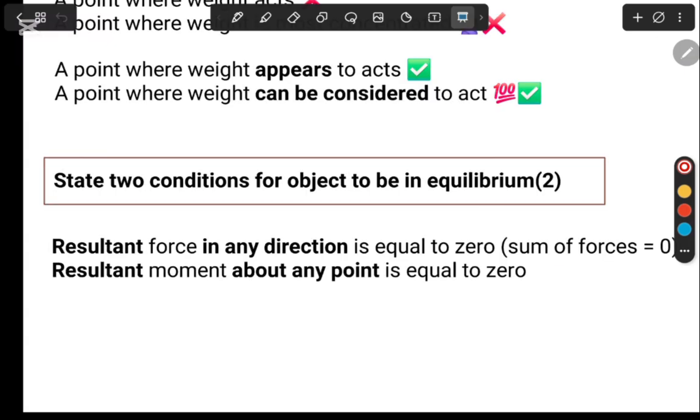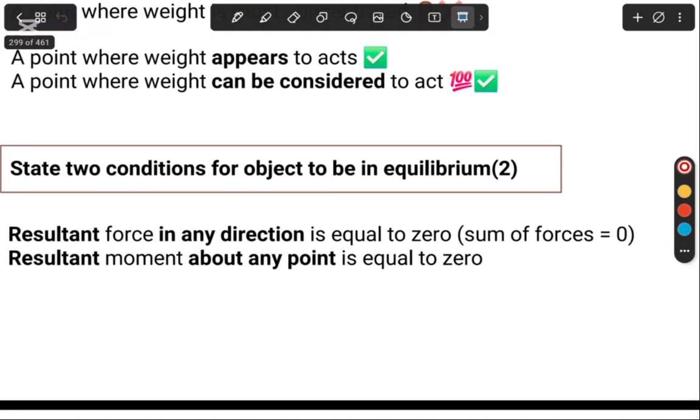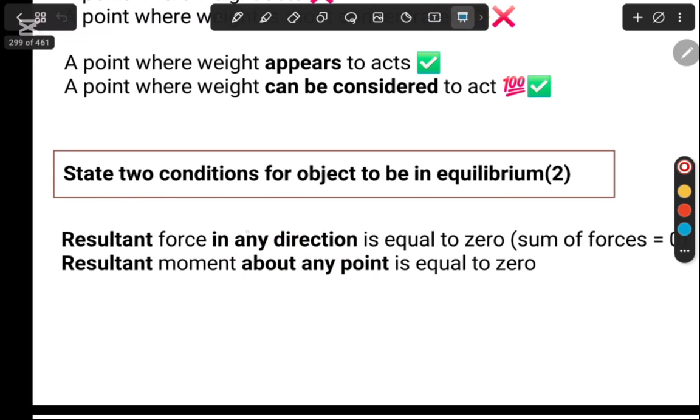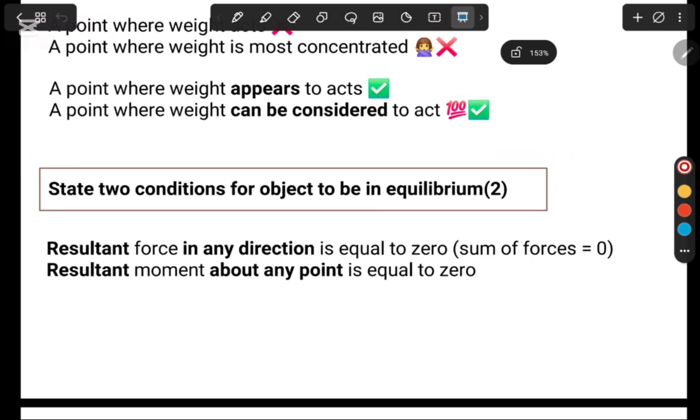Next question, also very common: state 2 conditions for an object to be in equilibrium, 2 marks. So this one is going to be: resultant force in any direction is equal to 0, the sum of forces equals 0. And then resultant moment about any point is equal to 0. Usually they don't put these 2 highlighted words in the mark scheme, but I still like to put them there for extra conceptual understanding: the resultant force in any direction is going to give you the answer as 0, and same with moments, the resultant moment about any point you take is going to be equal to 0. So make sure you get these 2 marks as well, very important.